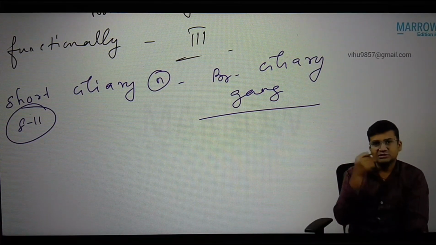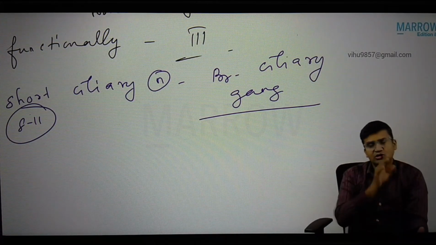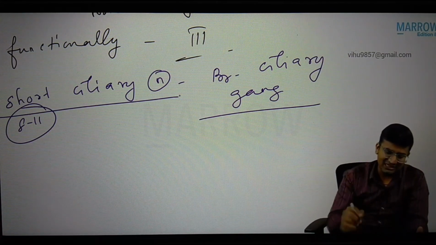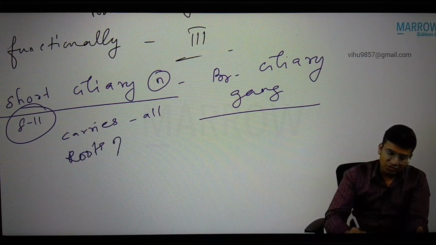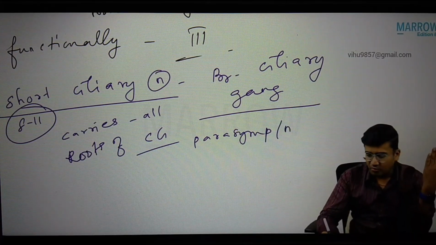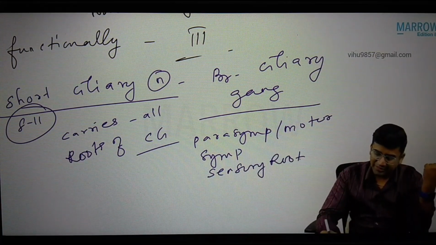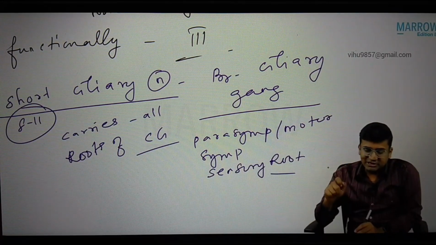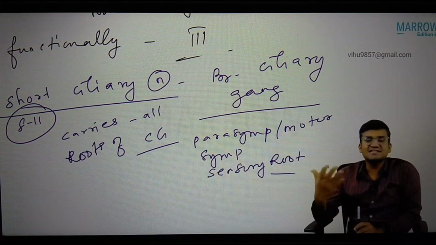Now, why do we have to know this? The short ciliary nerve carries the parasympathetic root, sympathetic root, and sensory root. So all the roots are carried by the short ciliary nerve, a single nerve which carries all the roots of the ciliary ganglion. The ciliary ganglion has 3 roots: parasympathetic or motor root, sympathetic root, and sensory root. All the roots pass via the short ciliary nerve.